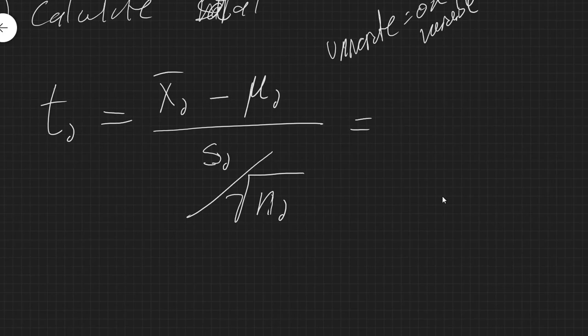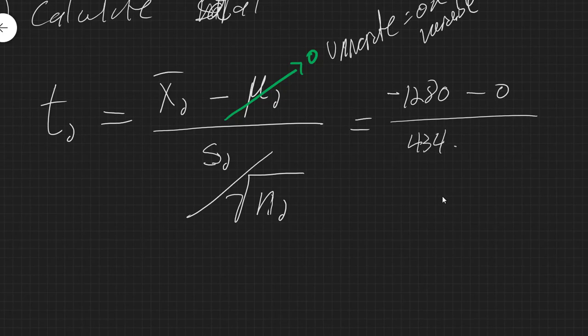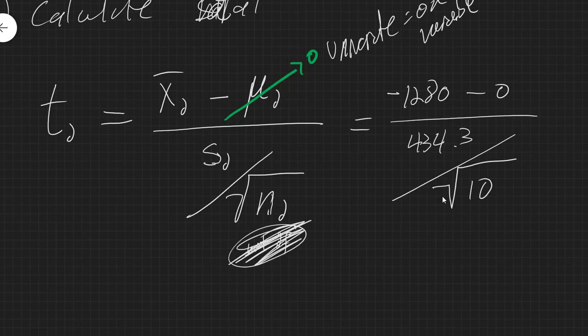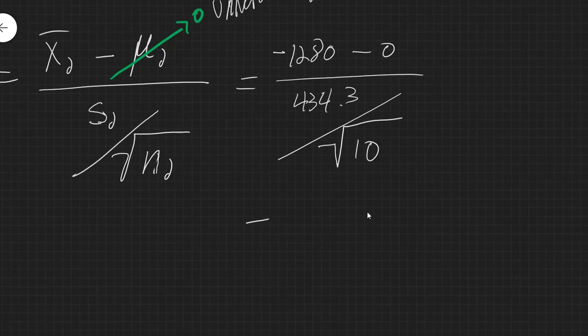If you go back to our plug and play numbers, we're just going to plug in the stuff that we had before. So negative 1280 minus 0. Why 0? Because we're making this assumption that the difference will be 0, right? Over the standard deviation of the sample, which is 434.3 divided by the square root of 10. Remember, this is n, not degrees of freedom. Make sure you do not confuse degrees of freedom with n. 10. Right? At this point, this is just mathematical calculation. There should not be a whole lot of confusion here. And you should get something that looks like negative 9.087 or close.